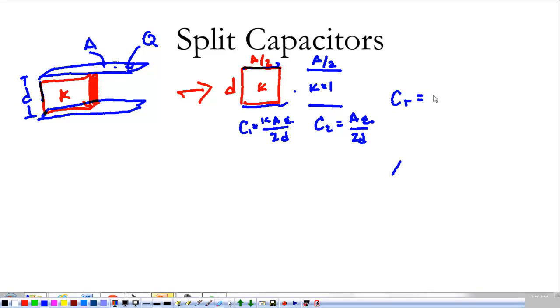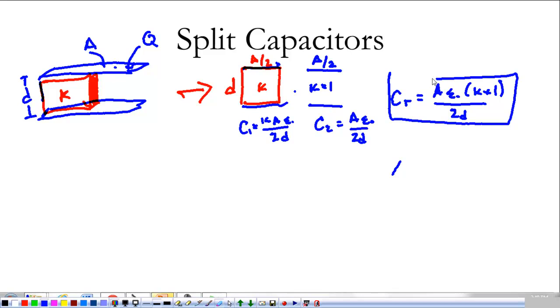The total charge on this thing is going to add together, just like 2 parallel capacitors. So the total capacitance here is going to be A epsilon naught times kappa plus 1, all over 2D. That's what happens when the capacitor is split in this way.